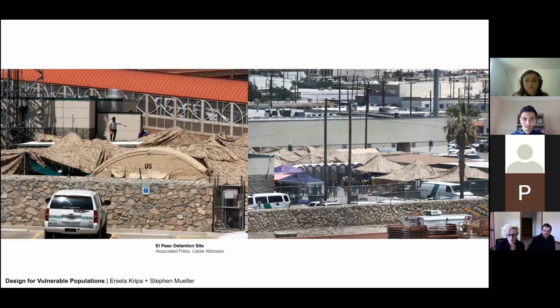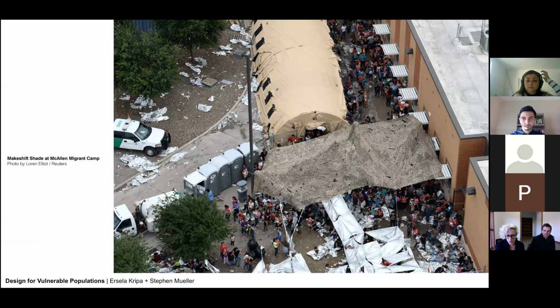And so this was the famous image that made it through the news media, which then brought attention back down to El Paso and Ciudad Juarez, where they started to make a little bit of shade, but as you can see, it is completely inadequate and exposes people. And then Stephen will talk about a project about shade.